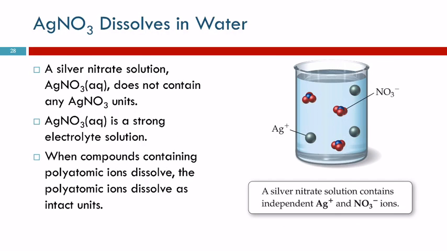A silver nitrate solution. Silver nitrate is AgNO3. When this dissolves, it's also a strong electrolyte. It separates into silver ions and nitrate ions. These polyatomic ions stay together. They don't come apart when you dissolve it in water. That's why we can sometimes balance equations looking at complete polyatomic ions. So the nitrate ions are floating around as a unit, and the silver ions are floating around as a unit. So those polyatomic ions remain as intact units when dissolved in water.